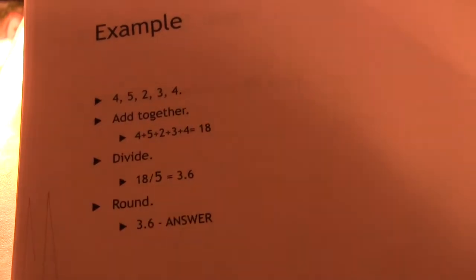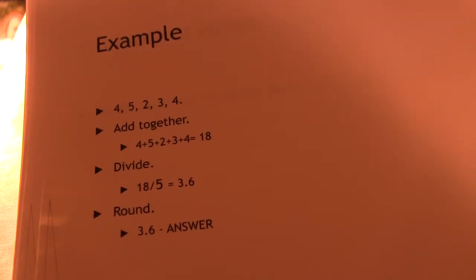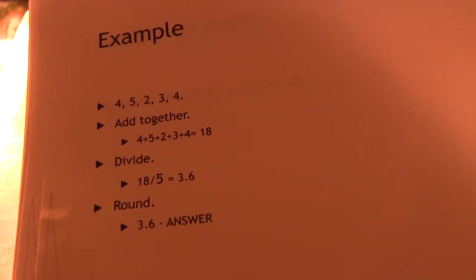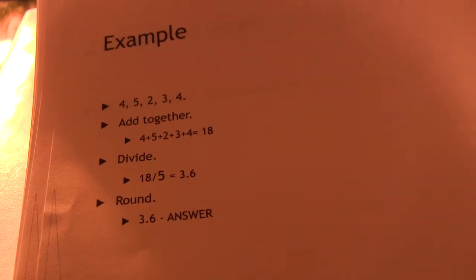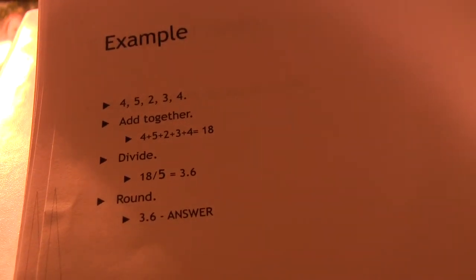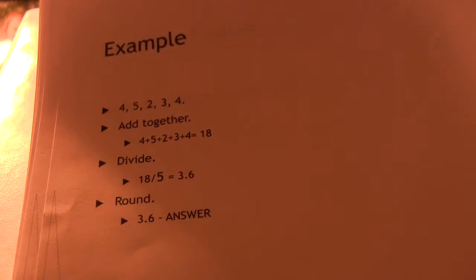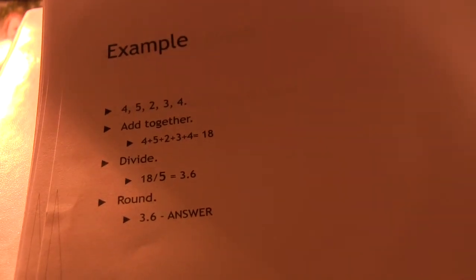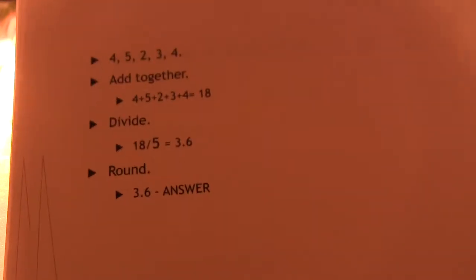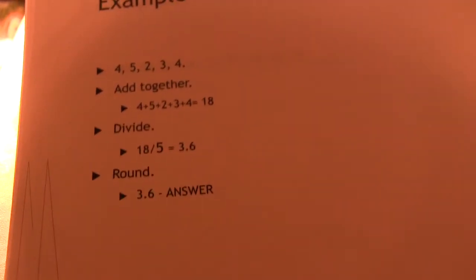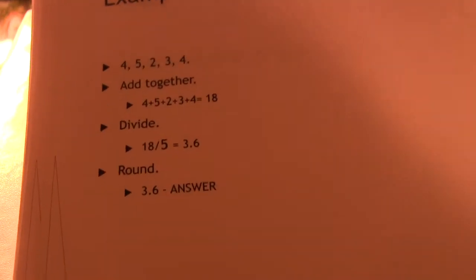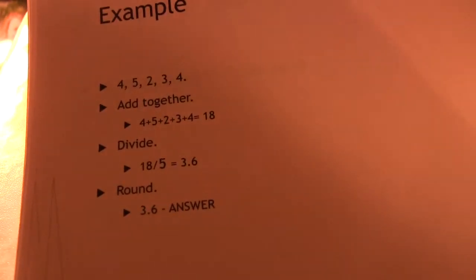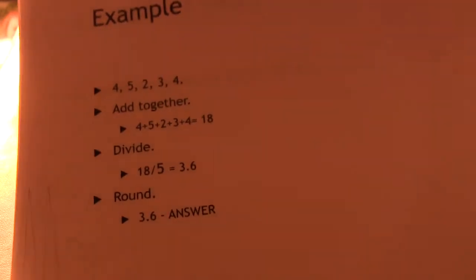An example of finding the mean is having a data set of 4, 5, 2, 3, and 4. You add all those numbers together, which gives you a sum of 18. Then you divide by the total number of values in the data set. So there are 1, 2, 3, 4, 5. So you divide 18 by 5 and get 3.6. And it's already rounded to the rounding rule standard, so 3.6 is your answer.